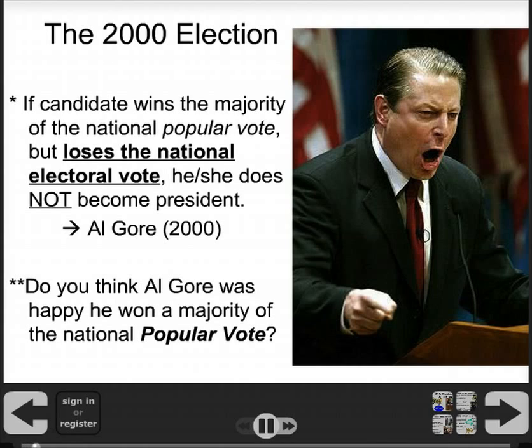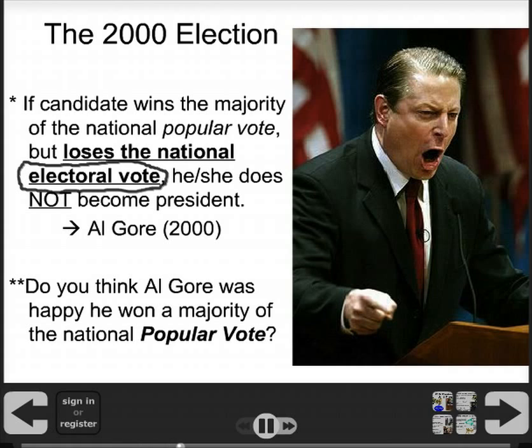I love this photo of Al Gore because he is angry. He is very, very angry. He did win the national popular vote. But as we mentioned earlier, the national popular vote really doesn't matter. What matters is the national electoral vote. Because the electoral vote determines if you become president or not.